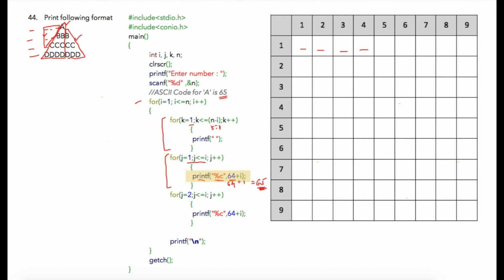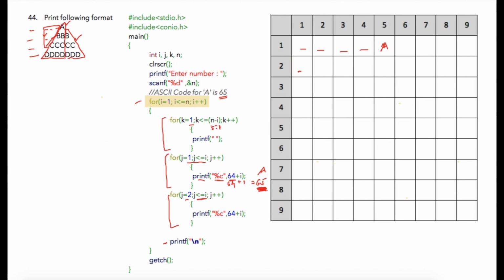We already know that all characters in C have an equivalent ASCII value. In this case it is 65, which is for A. So when we pass 65 and instruct printf to print it as a character, it will print capital A on the output screen. So here in the fifth column, capital A will be printed. Now in the second loop, because we have initialized j with 2, this condition will be false because 2 cannot be less than or equal to 1, as I is equal to 1.